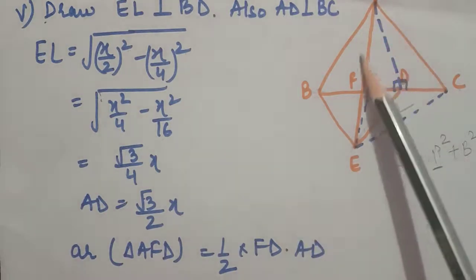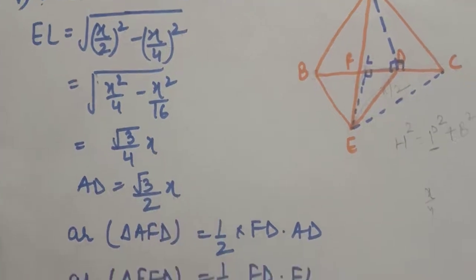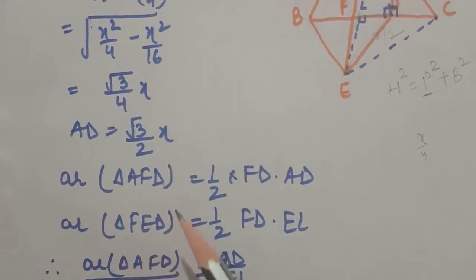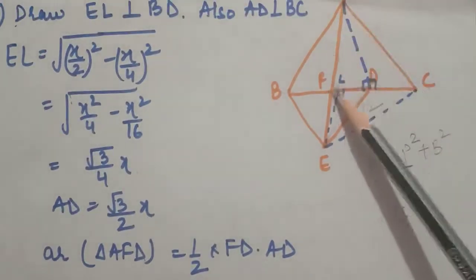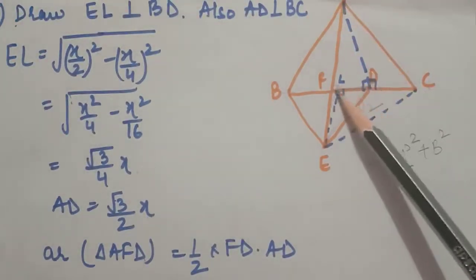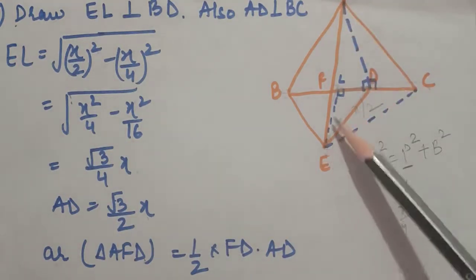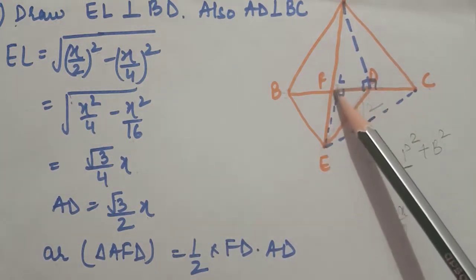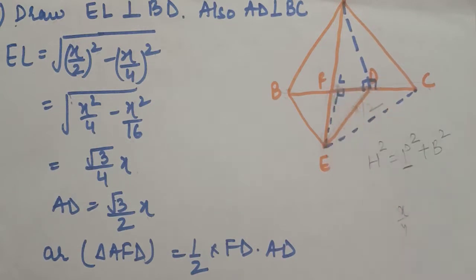We have applied the Pythagoras theorem in this triangle, and the result is AD equals root 3 by 2 x. We know it very well that area of AFD, in this triangle AFD. We know that in a triangle, area is half into base into height. In triangle AFD, half into base is FD and height is AD. In triangle EFD, we also know very well that half of the base is also FD and the perpendicular is EL.